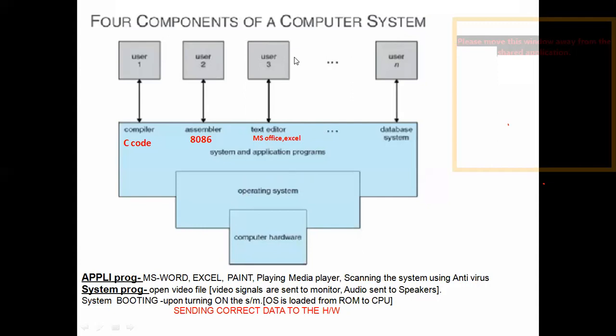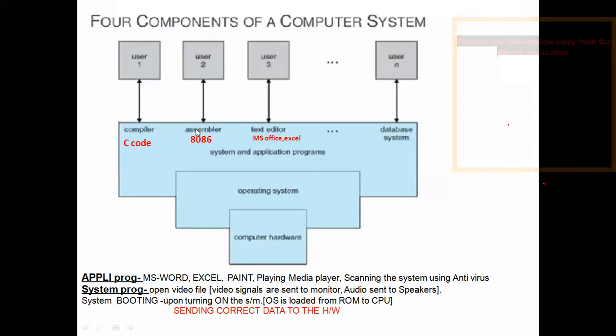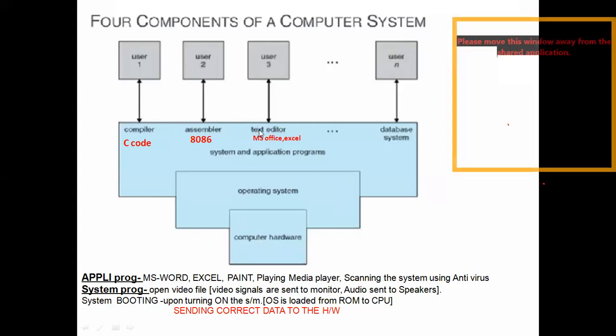Okay, so we have this as the user layer. Like, user can issue the commands. So for example, according to the diagram here, user one is using the compiler. Say if user one is writing the C code, and for compilation of C code, of course, we'll be using the compiler, and user two is programming in 8086, the 8086 microprocessor, and user three is using a text editor. So where user three is using, say, MS Word, MS Office, Excel, PowerPoint, etc.